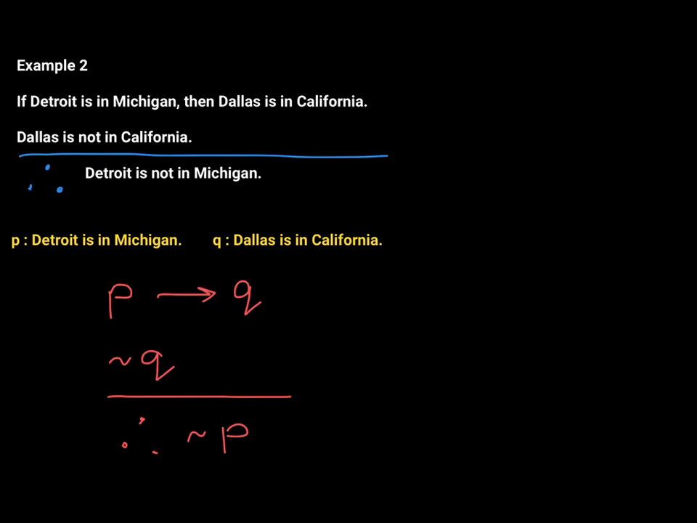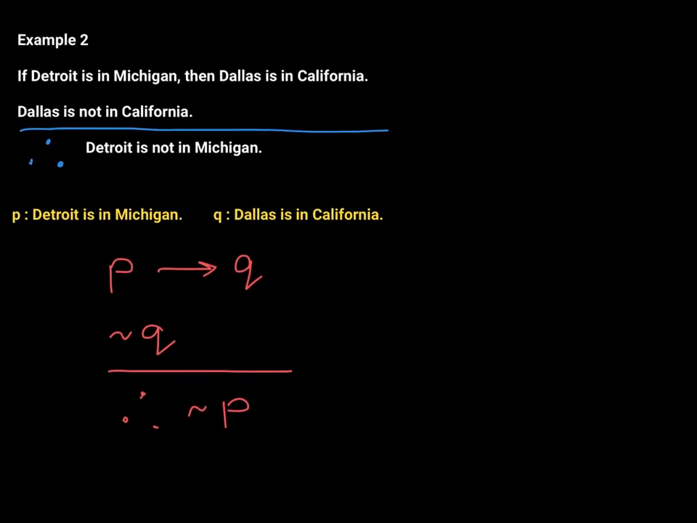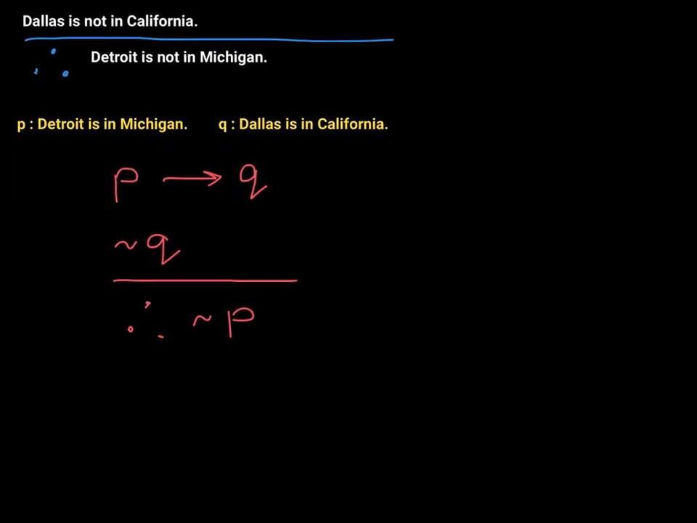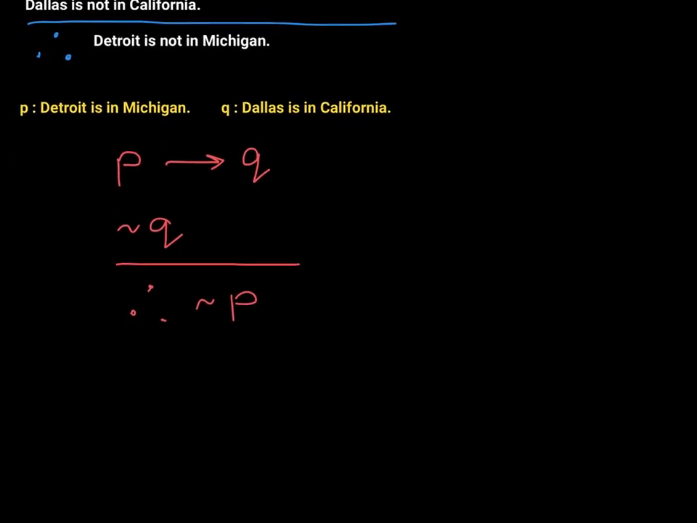So let's construct a truth table, and we want to investigate all of the truth values underneath the answer column. If we have all true truth values under the answer column, then the argument's valid. All right, let's do it. So what we need to do is write our statement in symbolic form here like this.